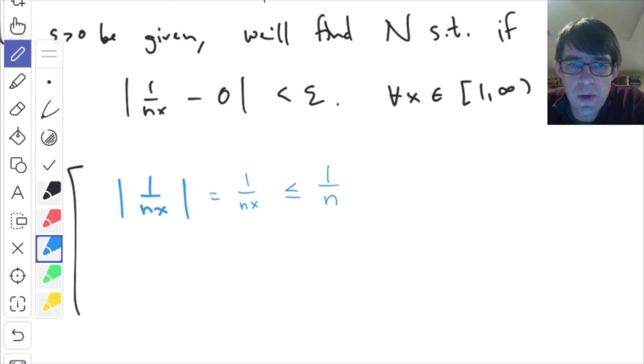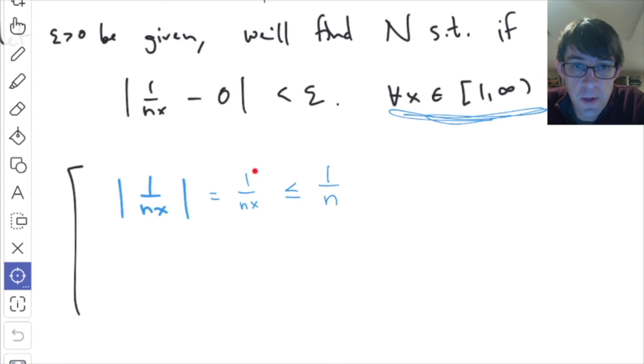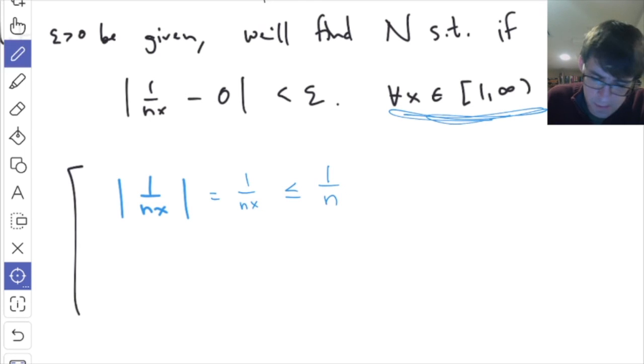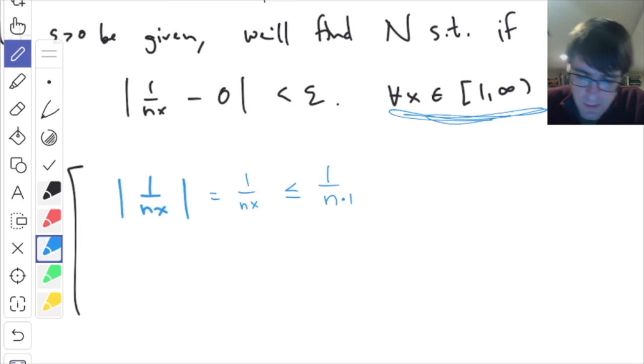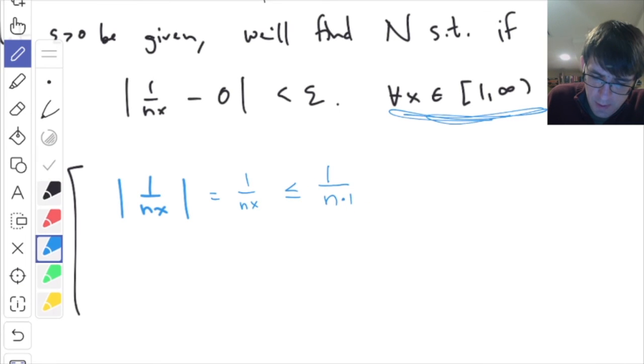Why is that? It's because x is in this set, 1 to infinity, which means what I see here, 1 over nx, is smaller than just 1 over n, because I'm multiplying by some number that's bigger than 1. If you want to be a little more explicit, you could say it that way. I don't mind getting explicit sometimes. x is bigger than 1, and so this fraction here is less than this fraction here. But of course this is 1 over n, right?